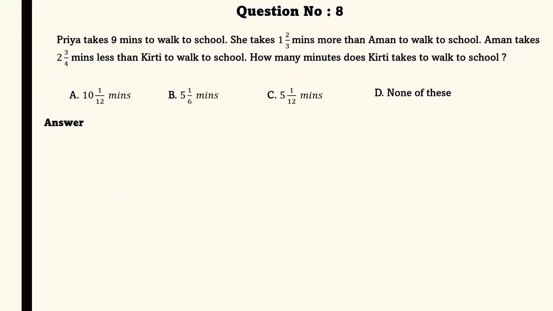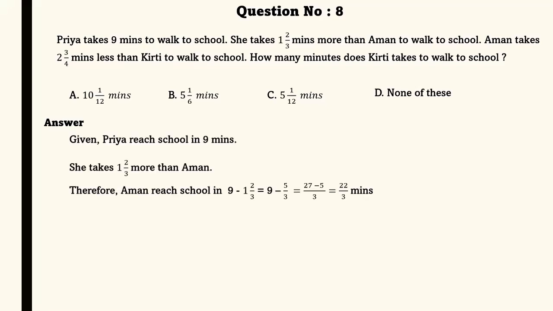Question number 8. Priya takes 9 minutes to walk to school. She takes 2 by 3 minutes more than Aman to walk to school. Aman takes 3 by 4 minutes less than Kirti to walk to school. How many minutes does Kirti take to walk to school?